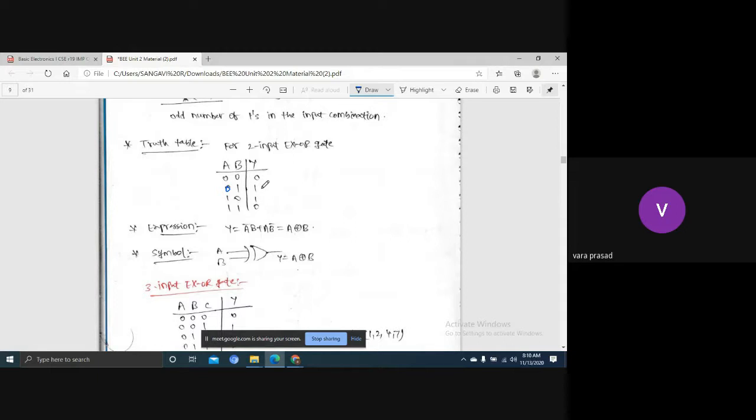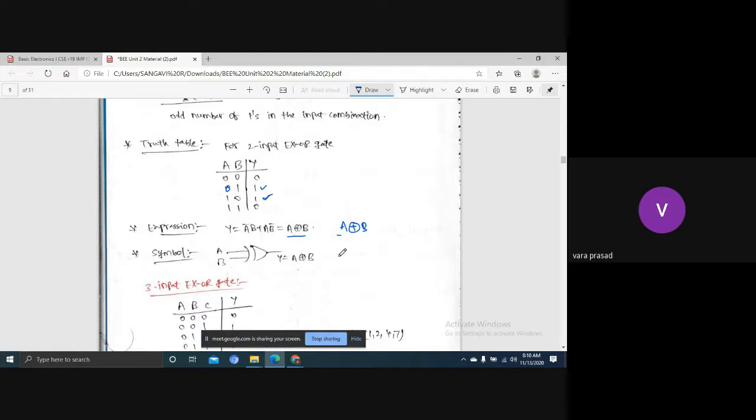Now we need to concentrate on these ones. If you observe here, A is 0 means A bar, B is 1 means B. Next, A is 1 means A, B is 0 means B bar. So A bar B plus A B bar. In short, I can represent this as A XOR B, written as A with a plus inside a circle, then B. This is A XOR B.